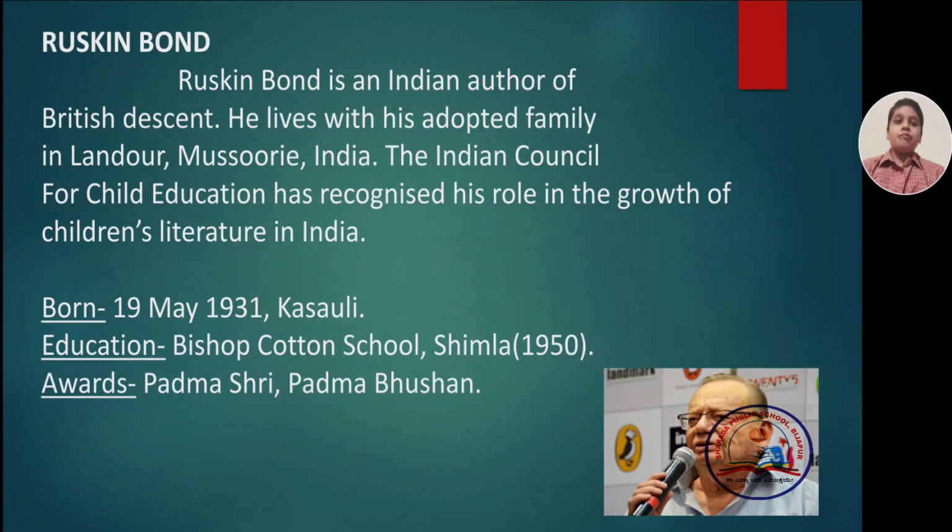Ruskin Bond. Ruskin Bond is an Indian author of British descent. He lives with his adopted family in Landour, Mussoorie, India. The Indian Council for Child Education has recognized his role in the growth of children's literature in India. He was born on 19 May 1931 in Kasauli. His education was at Bishop Cotton School in Shimla in 1950. He was awarded the Padma Shri and Padma Bhushan.